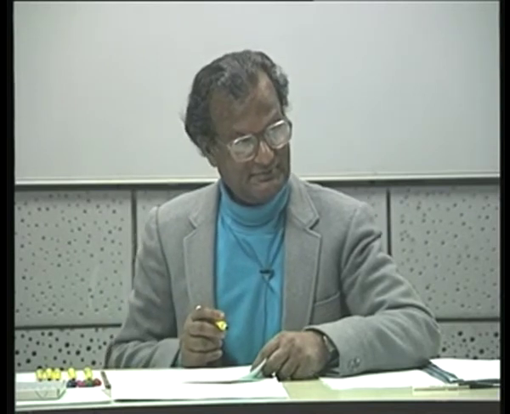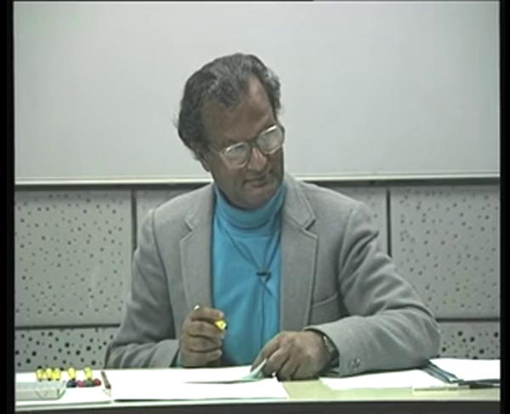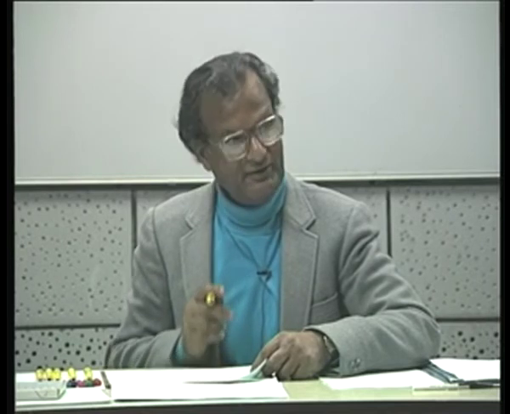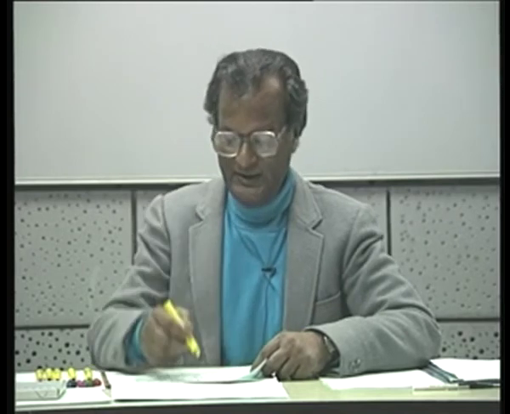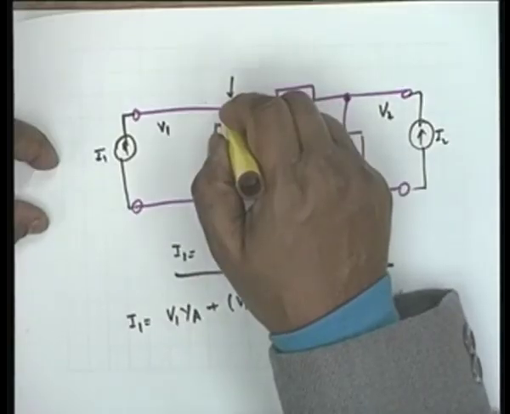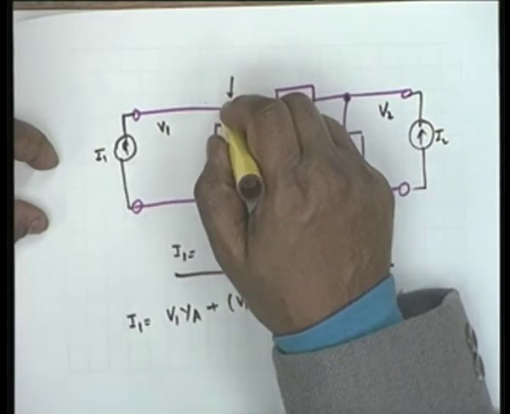When taking the self-admittance, we should take the sum of the admittances of all the branches attached to the node. Take the admittances of all the branches attached to the node.